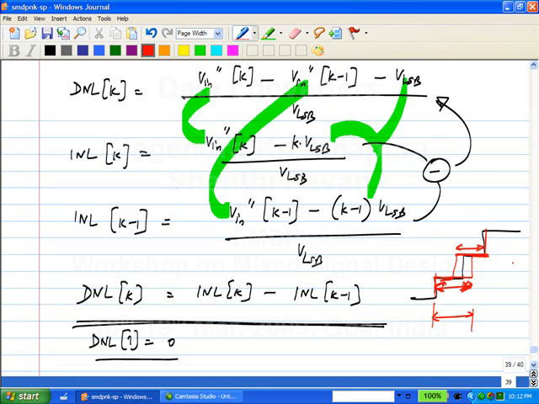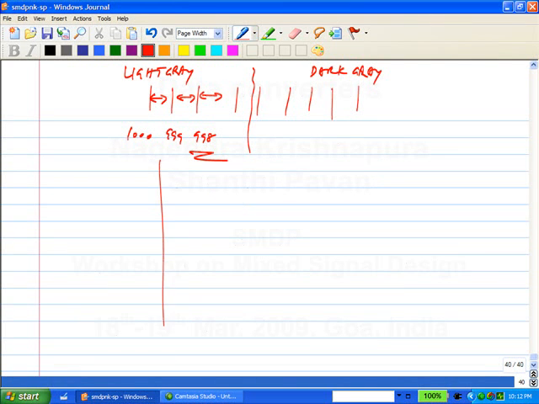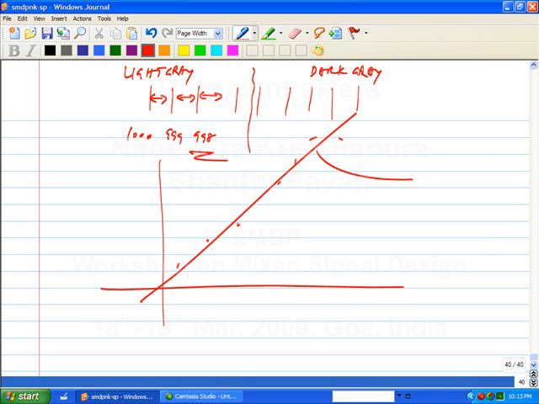I won't discuss the other things, but you simply measure all the transition points, something like this, and fit some best fit line through that. The slope of that will be the gain, and the offset here will be the offset, okay? The difference between points on this line and the actual points will be the INL, and similarly you can find the DNL also. DNL you can find as the first difference of INL. Okay, so that is known as RMS fitting.